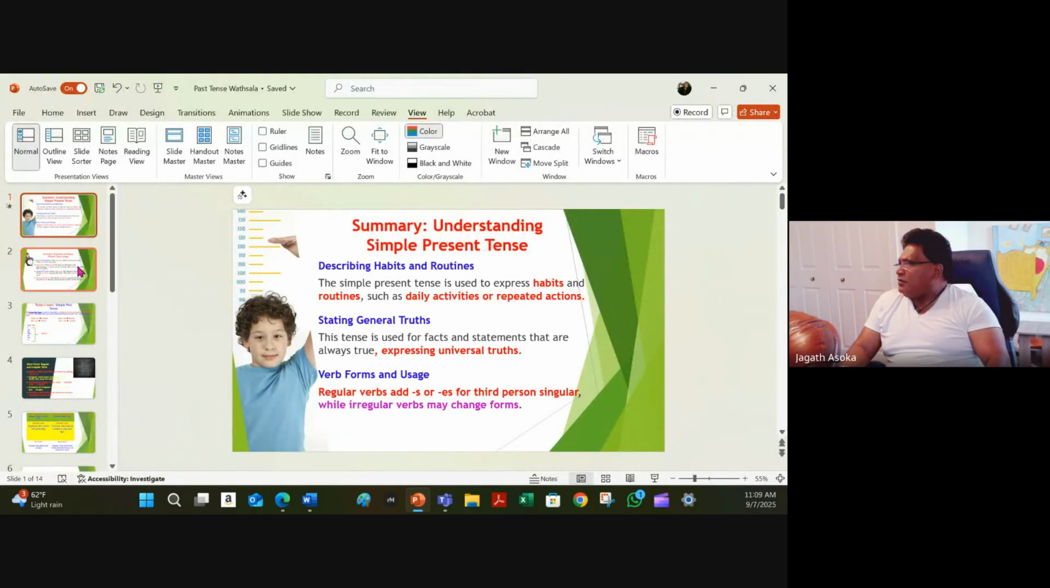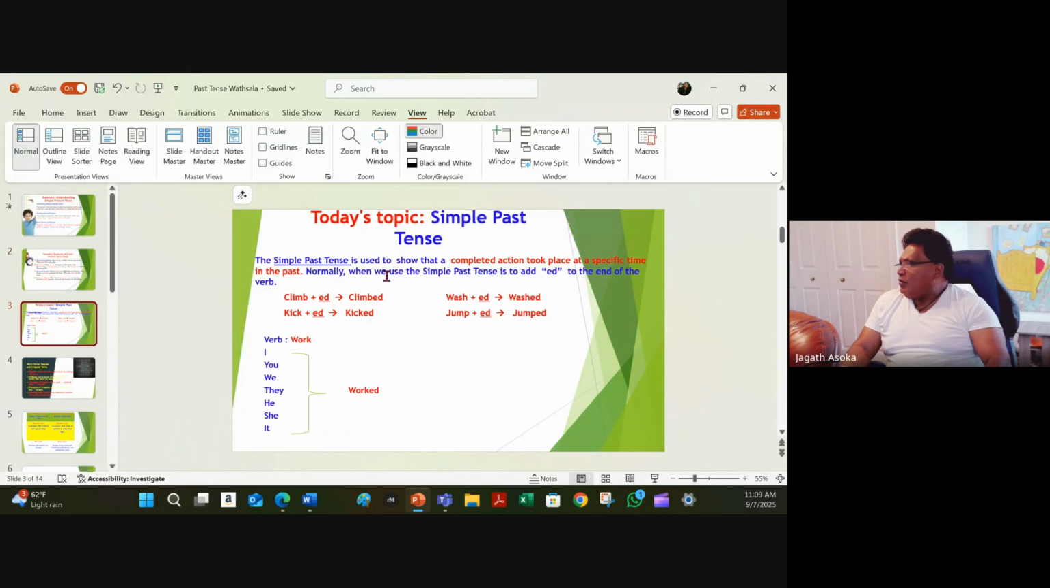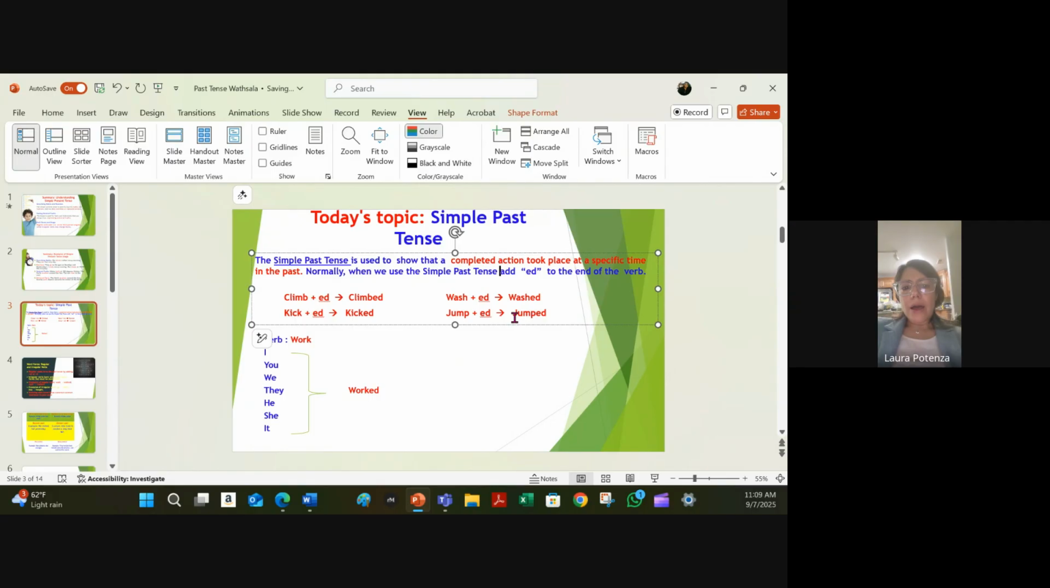Okay, I have a small question here. I think we need to fix it. Laura, also pay attention. Is this sentence correct? No, this is not correct. I didn't notice, Wathsala prepared most of these things. So normally when we use the simple past tense, this is redundant. This is not correct. It should say to add ed to the end of the verb.